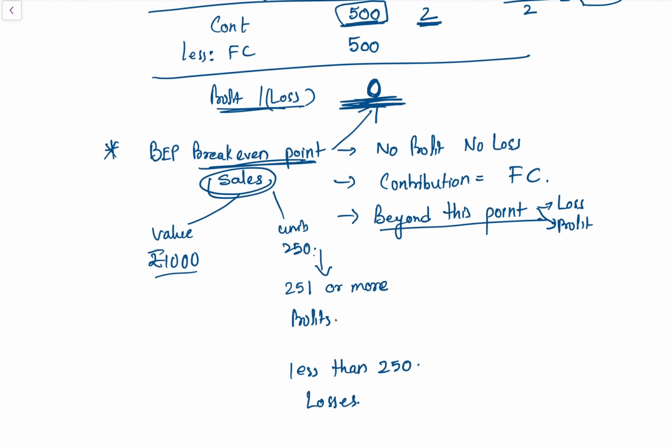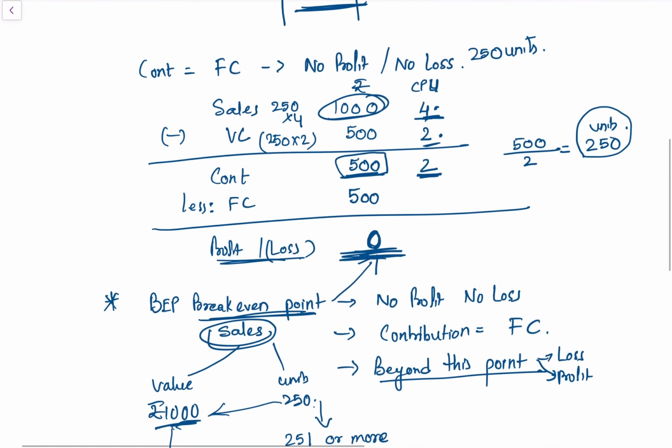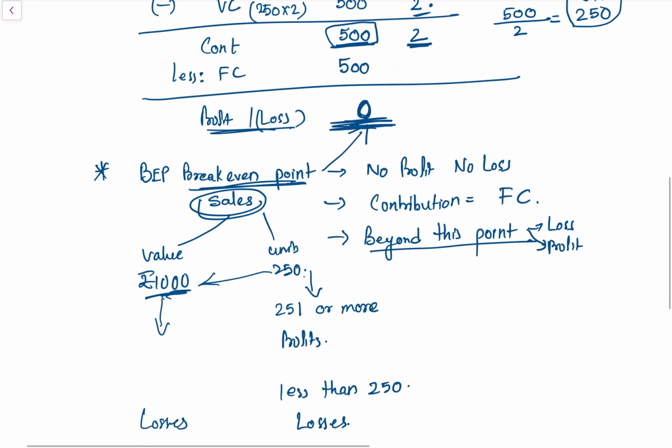Same for the value also. As your units increase, as your sales increase, you will make profits. If the sale is less than this 1,000 rupees, you will make losses. Okay, so this is the break even point. So break even point helps us to determine at what point we should try to achieve, and beyond which point we should go to make profits, and below which we will mostly make losses.